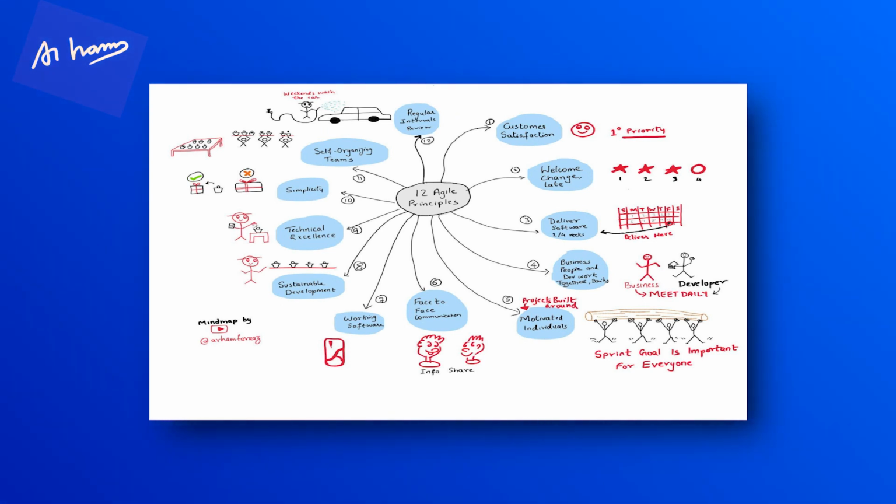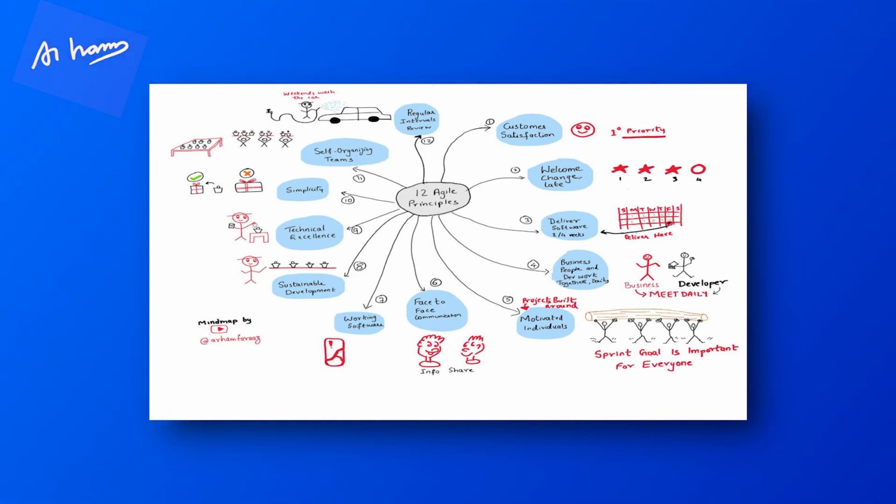In this video, you will see many mind maps, 4 or 5 more mind maps to understand more about Agile, about Scrum, XP, and Kanban. Okay, now let's try to understand what is the waterfall way of working, right?